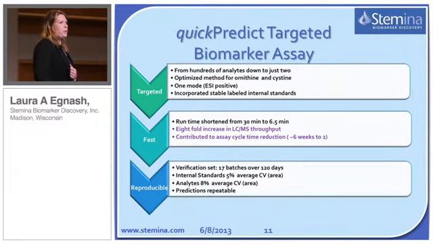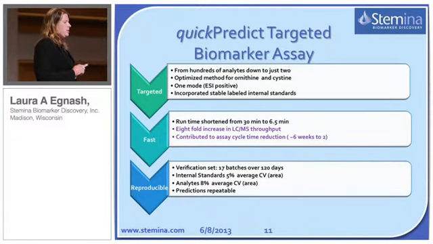So what we wound up with through all of this work and effort was Quick Predict, which was a targeted biomarker assay. So from hundreds of analytes down to just 2, we were able to optimize our LCMS methods for ornithine and cysteine, narrow it down to 1 mode, electrospray positive, and incorporate stable labeled internal standards, and that's huge. From going from a non-targeted LCMS run to being able to target and more accurately measure 2 metabolites was just incredible for us.